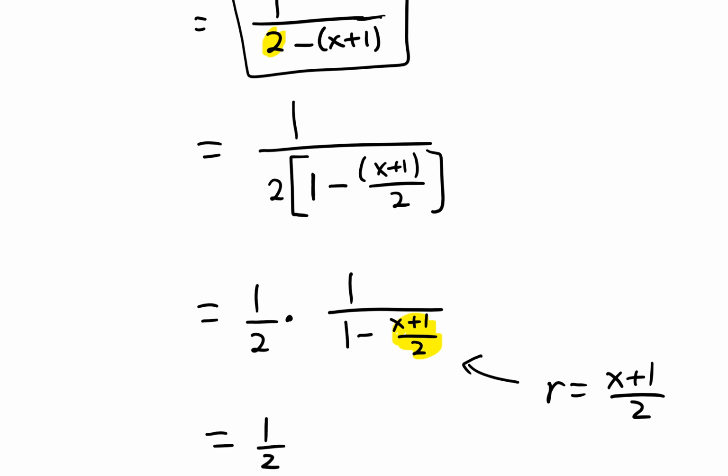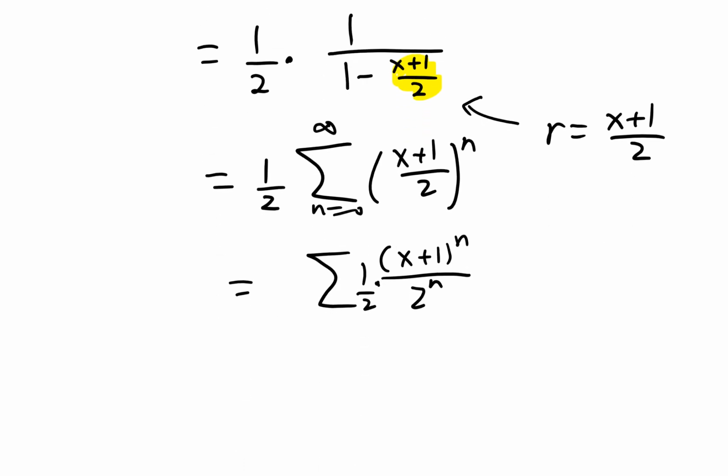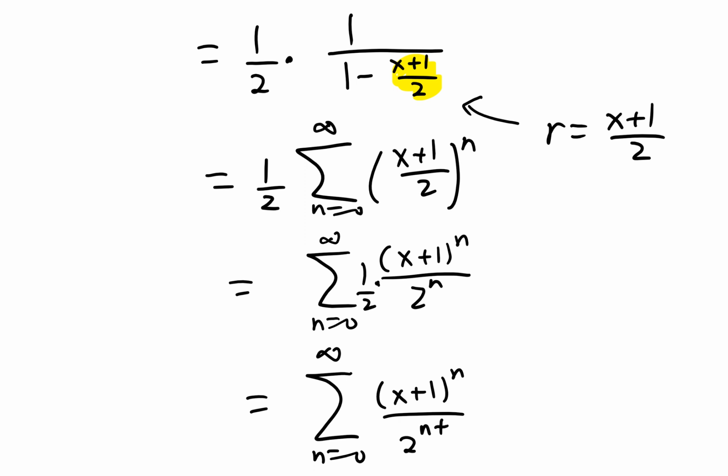Keep the 1/2 out. Remember, it's always the sum from 0 to infinity of r to the n. So x plus 1 over 2 to the n. And we can always do some rewriting. The top is x plus 1 to the n, 1/2, 2 to the n, n goes from 0 to infinity, and the bottom is 2 to the n plus 1.